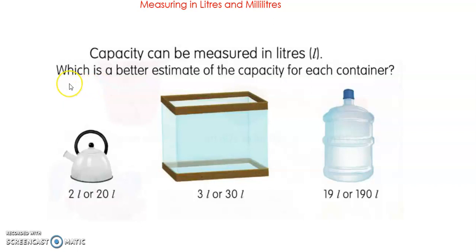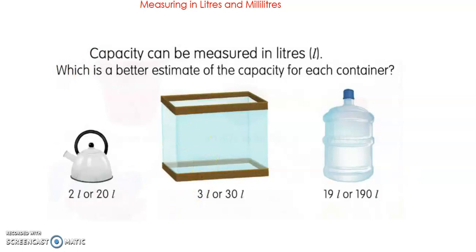Now we have this question: which is the better estimate of the capacity for each container? We have here three types of containers. We have a kettle, a water tank, and a bottle. We have two choices for each. We have 2 liters or 20 liters for this kettle. Here we have 3 liters or 30 liters. We are going to choose which one is correct of these two. And finally we have 19 liters or 190 liters, which is suitable for these containers to be measured.